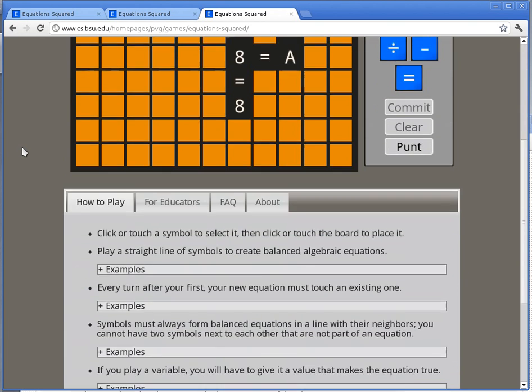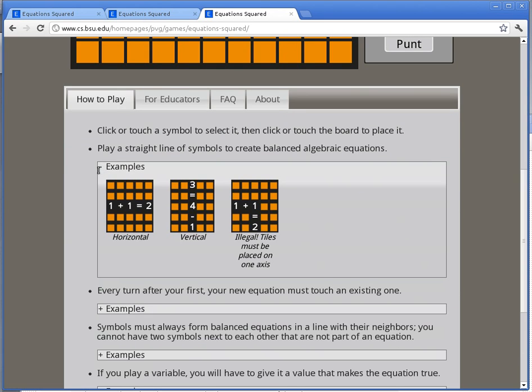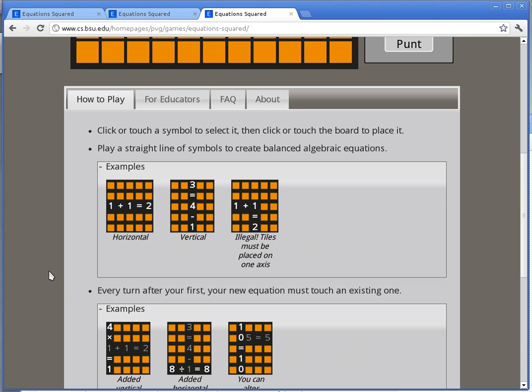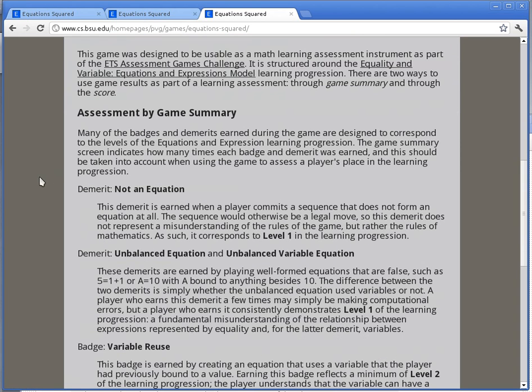If you scroll down the web page, there are complete instructions for the game, along with examples that demonstrate the rules. The For Educators section has complete details about the relationship between this game to the equations and variables learning progression. Let's take a look at a few.